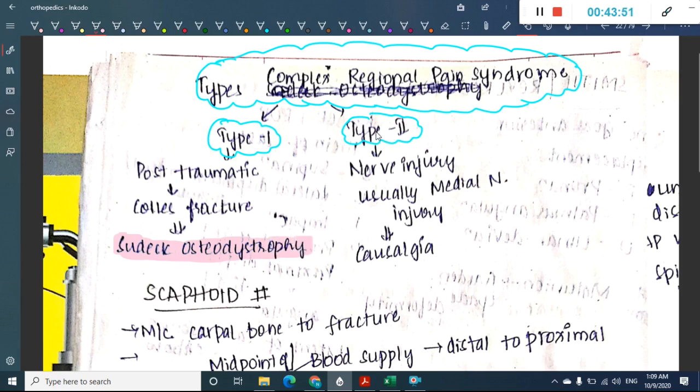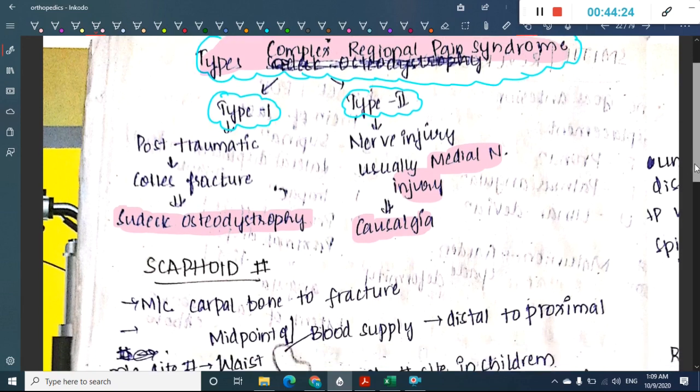In type 2 complex regional pain syndrome, it occurs in nerve injuries, usually median nerve injury, and this is called causalgia. So these are the types of complex regional pain syndrome. Type 1 is post-traumatic, most commonly Colles fracture, especially that is called Sudeck's osteodystrophy, whereas type 2 occurs in nerve injury, usually median nerve injury, which is nothing but causalgia.